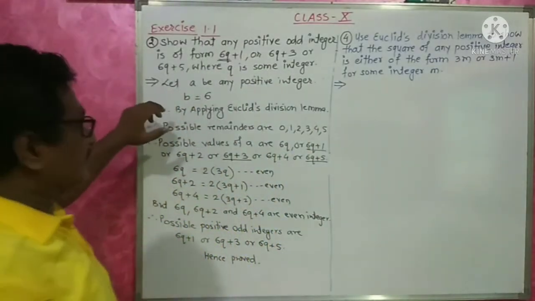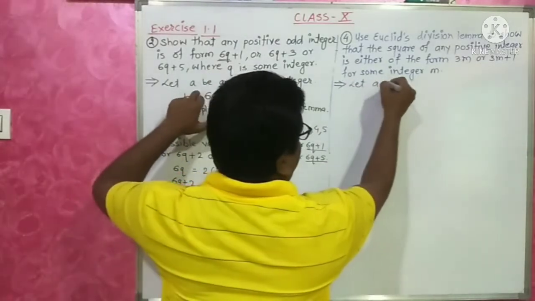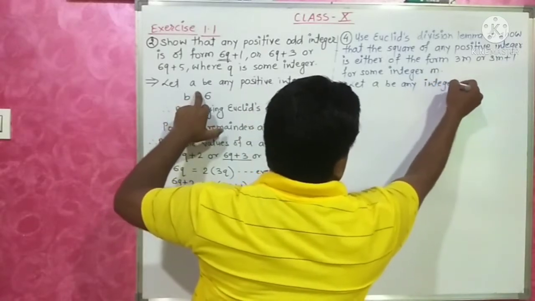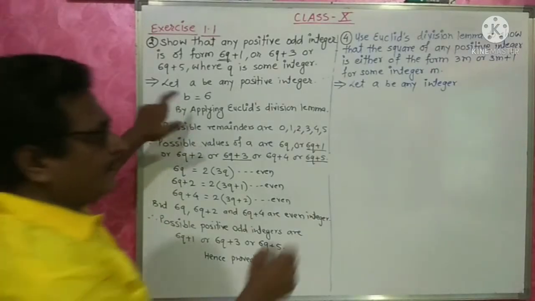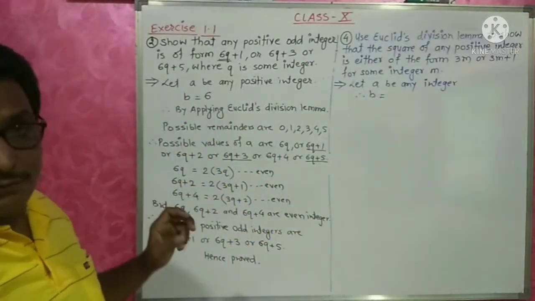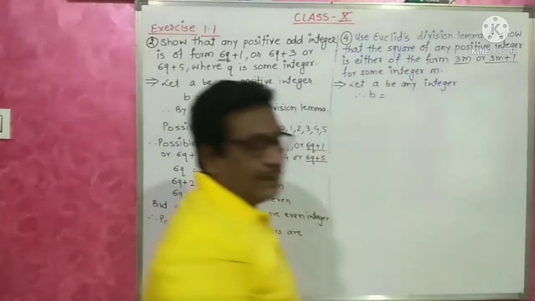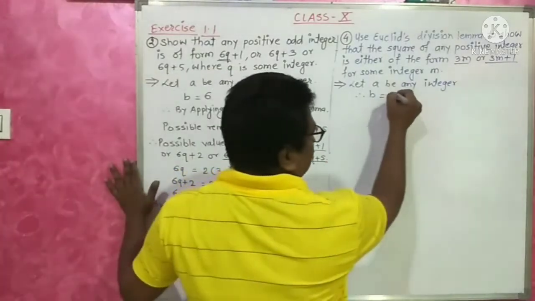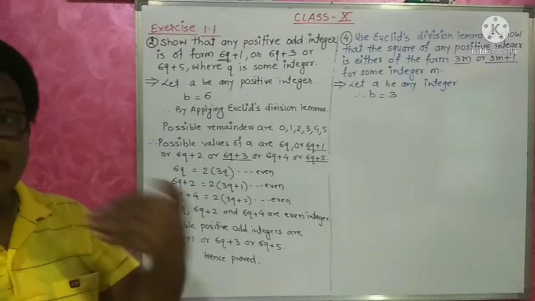So in the same way we will start. Let a be any integer. So what is the value of b? So therefore b equals, what I said, from where do we take the value of b? From here. Whatever is the multiple, that is the value of b. So what will we get? 3. So the value of b is 3, means the divisor is 3.